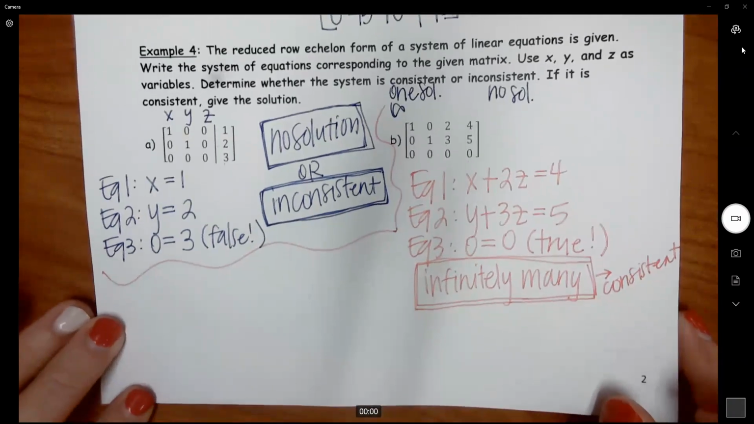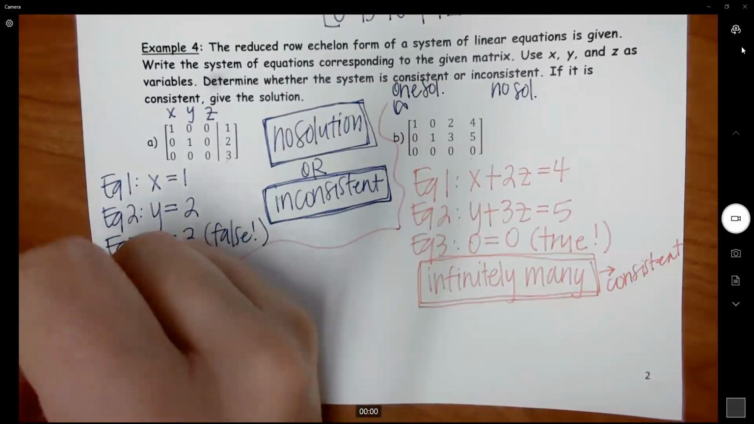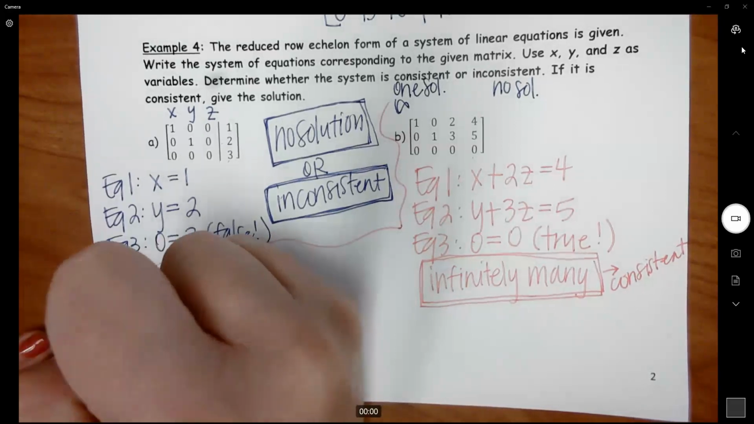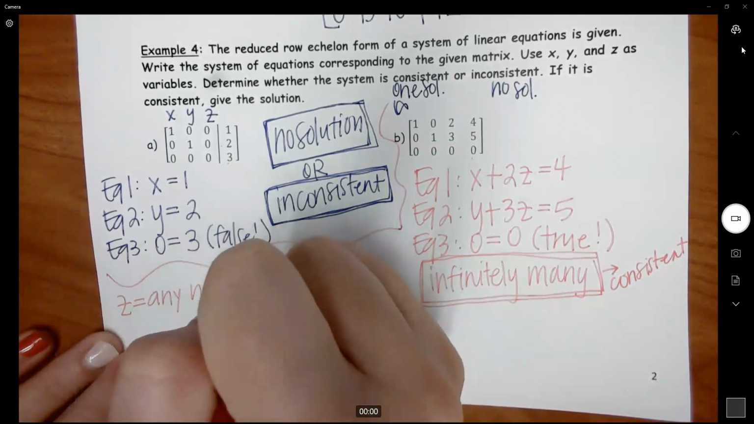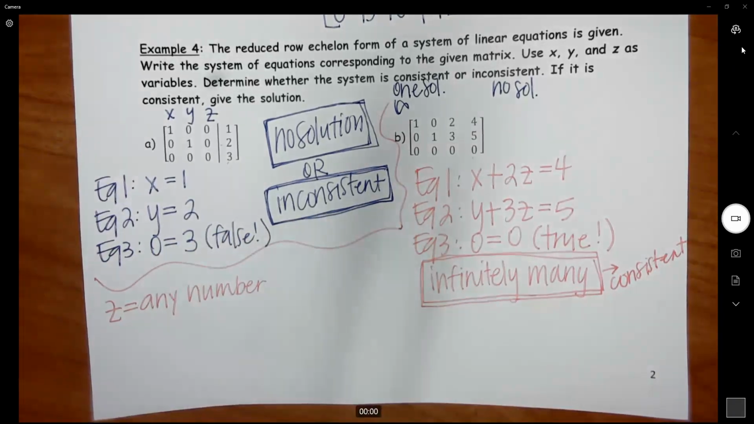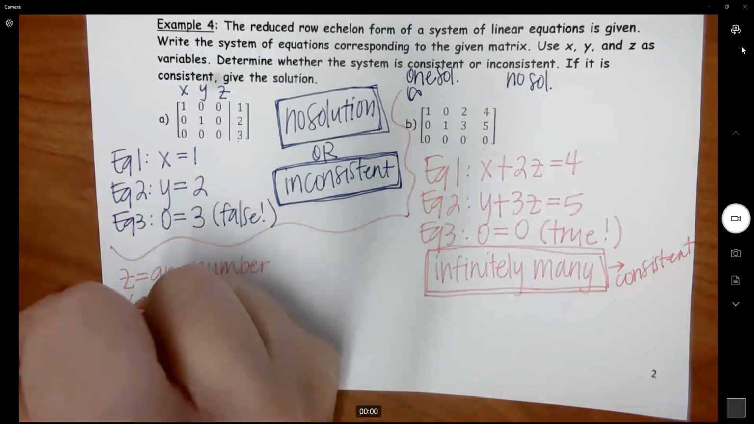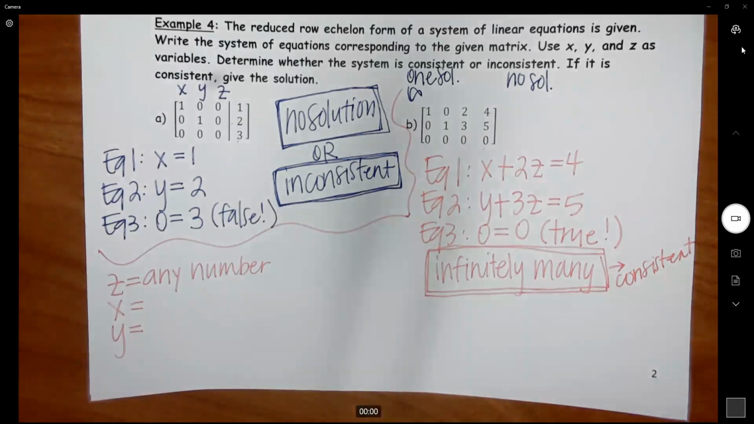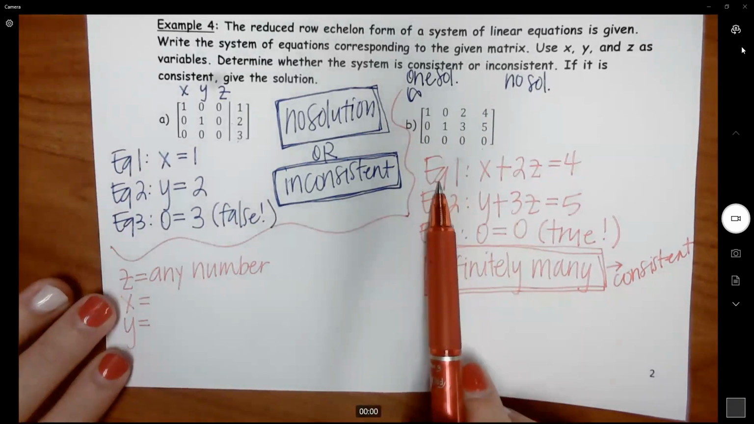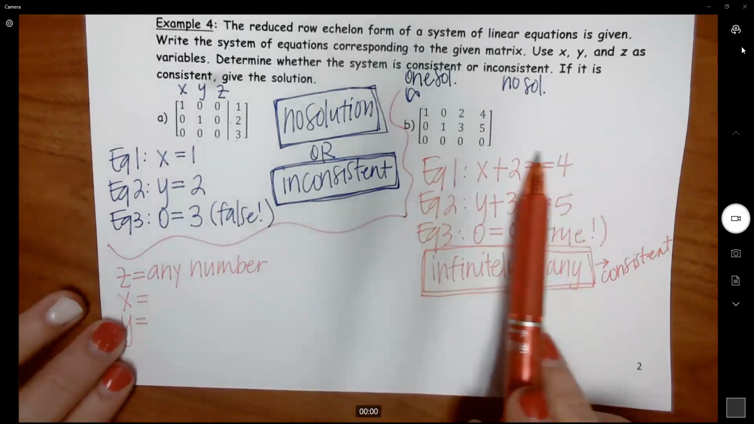So what this last line right here is telling me is that Z can equal any number. So now I have to come up with something for X and Y. The only equation that has an X is equation 1 here. And how could I solve this for X?